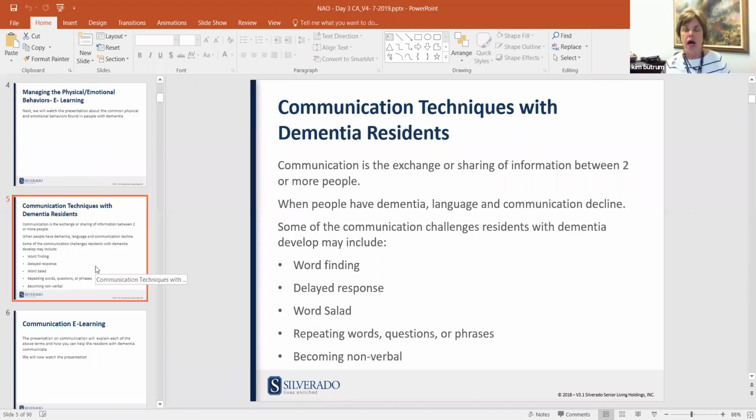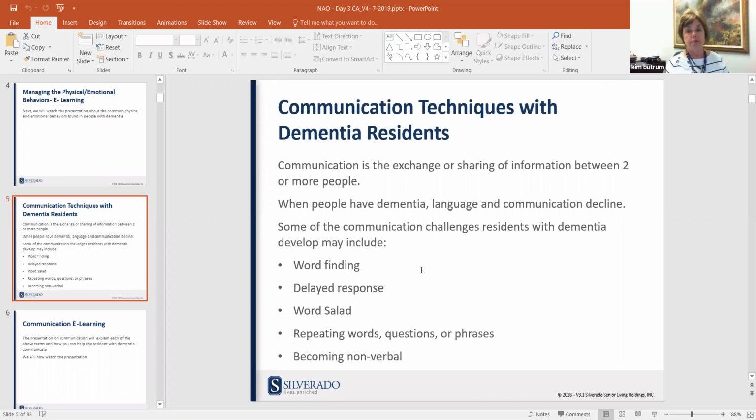Communication techniques was another presentation that you just completed, and that one is explaining some of the challenges that residents with dementia have. First, it talks about what communication is, which is the exchange or sharing of information between two or more people. What happens with dementia is that language and communication decline, especially as the dementia progresses, and that resident isn't able to communicate in the normal way, which makes it such a challenge for us and for them. They get very frustrated in the earlier stages of dementia when they can't communicate an unmet need or a frustration that they're having or something that they need.